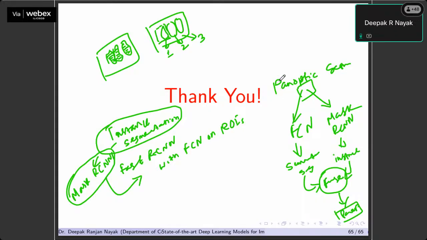What is panoptic segmentation and what is instance-based segmentation, and how to solve this kind of problems with the idea of both instance segmentation and semantic segmentation together.